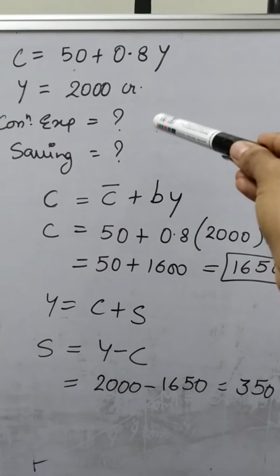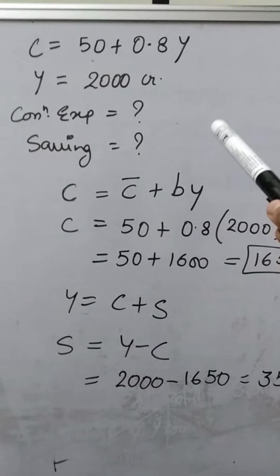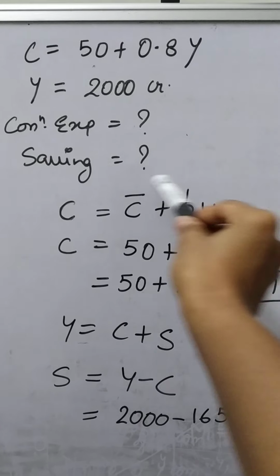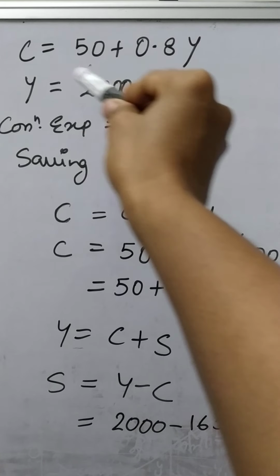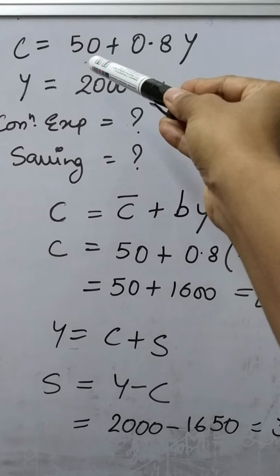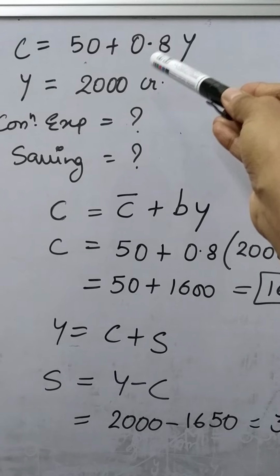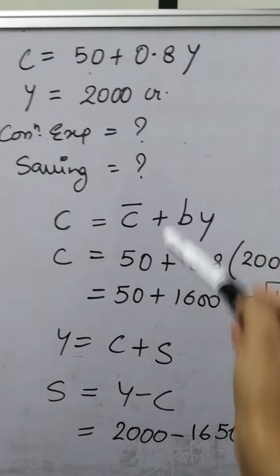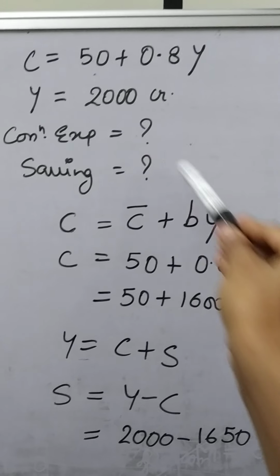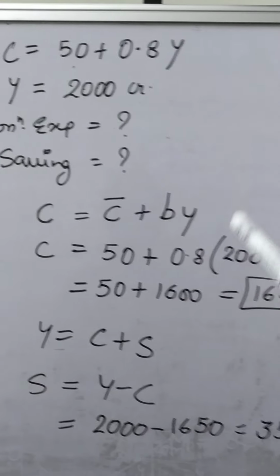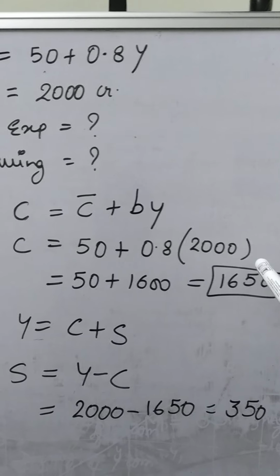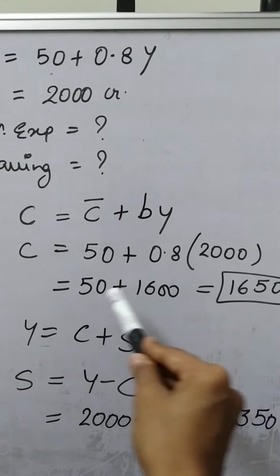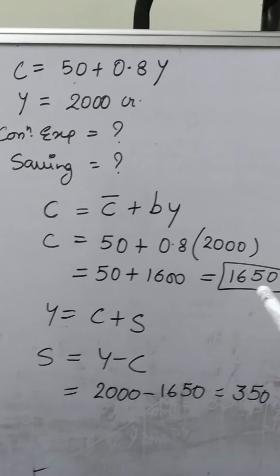So consumption function, we know the algebraic expression of the consumption function: C equals C bar plus BY. This is already given to us. C bar is autonomous consumption, B is MPC and Y is income. So C bar value is 50, 0.8 as it is, and Y, that is income, is given to us over here as rupees 2000. So 2000 we will keep over here. After calculating 0.8 into 2000, 1600. So your consumption is 1650.